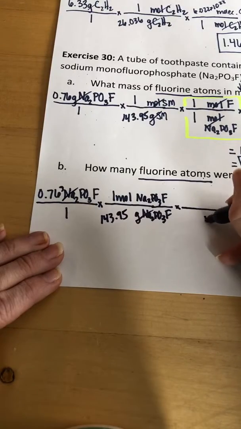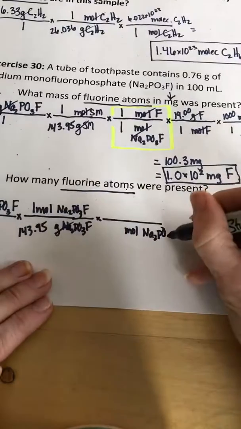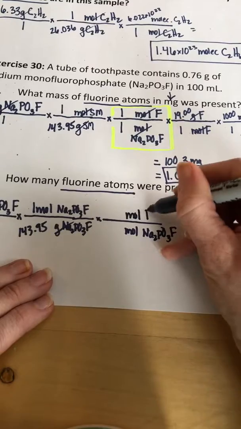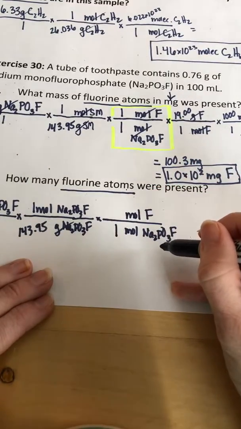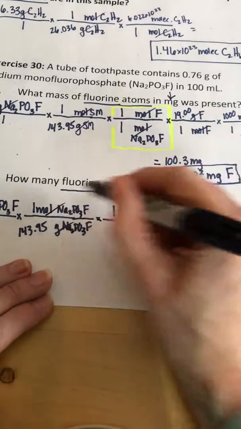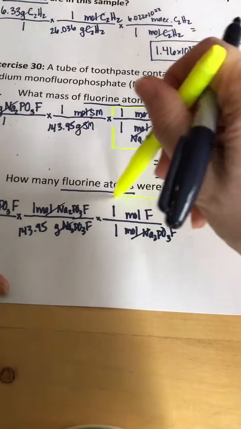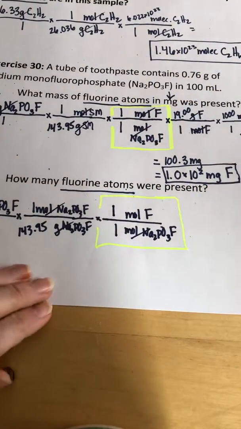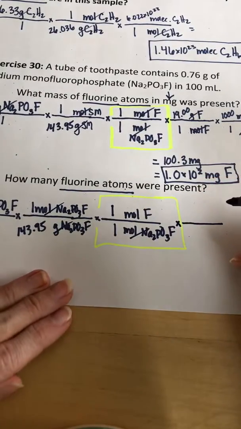Okay, mole of Na2PO3F. Now, since I'm in moles, I can do a mole ratio: for every 1 sodium monofluorophosphate molecule, there's just 1 fluorine. Okay, so again, this is my special step. The only step that's going to allow me to pull out an atom is doing that mole to mole step. Once I've pulled out the atom, then I can continue and do the problems just like we were before.